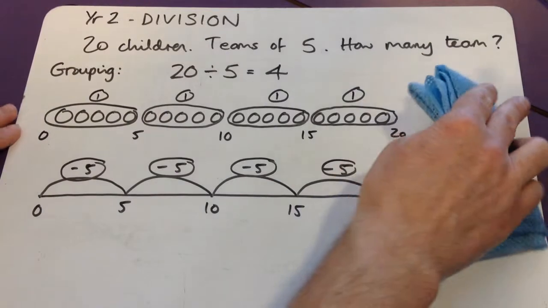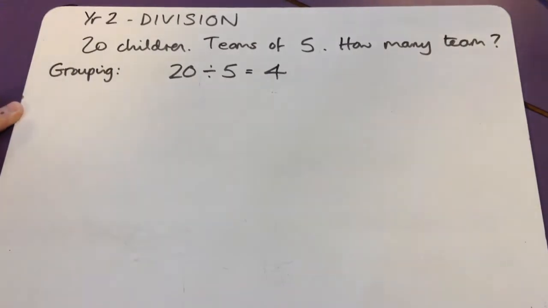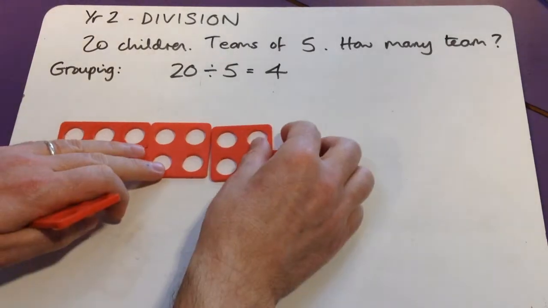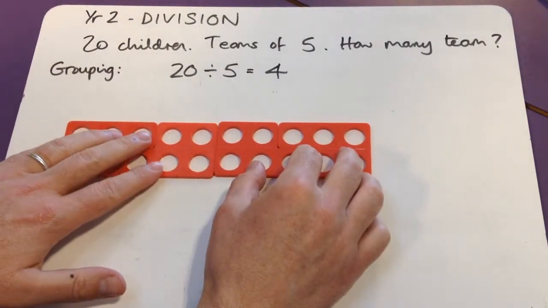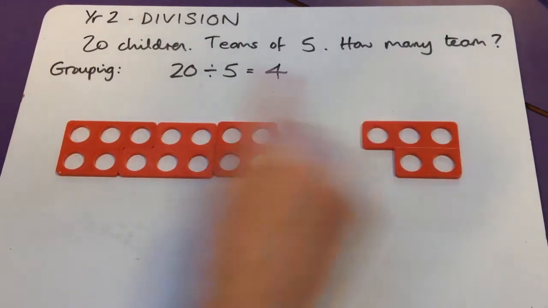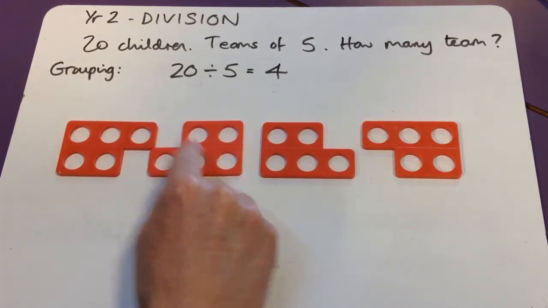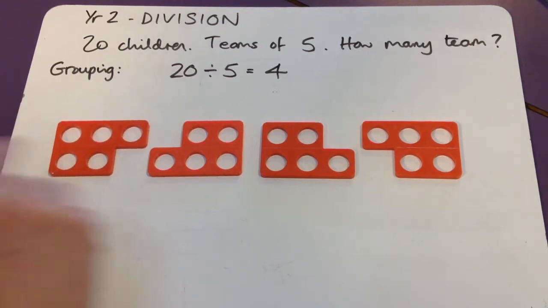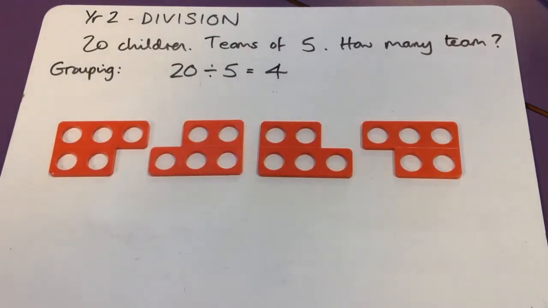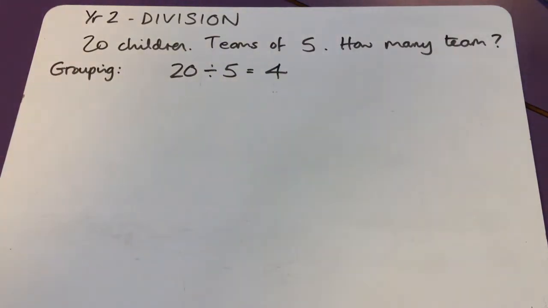Another great image for this is Numicon. So if we have 20 children, we can take away 5, and that's one group. Take away another 5, that's our second group. Take away another 5, that's our third group. And then we've got 5 left over, and that's our 4 groups. So there's 5 children in each group, and we've got 4 groups. And that's grouping, repeated subtraction.